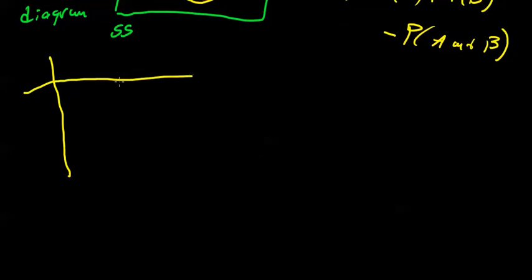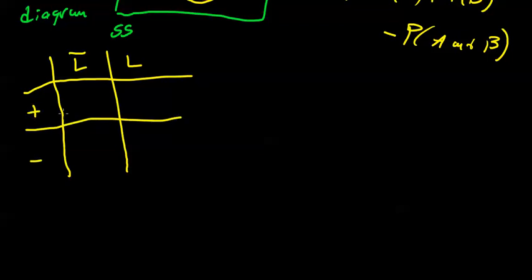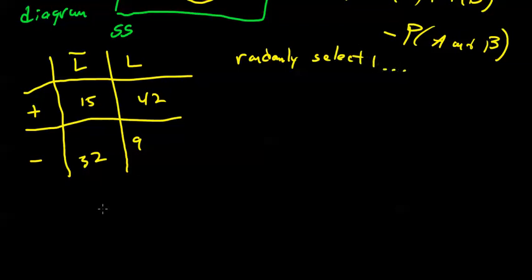Doing the best I can freehand here. I can't really use a ruler with a tablet. Okay, we've got the no liars in this row, the liars in this row, the positive tests in this row, and the negative tests in this row. So 15, 42, 32, and 9. Again, we'll randomly select one. And remember, the grand sum of all these subjects is still 98, same data as before.